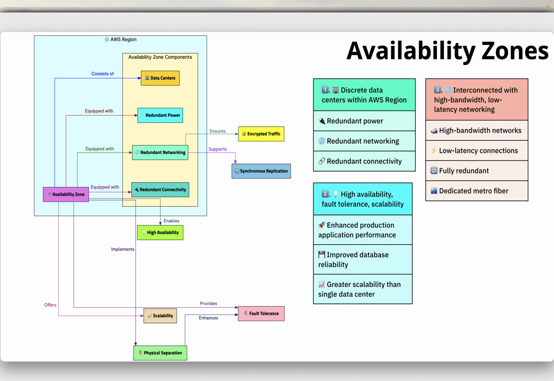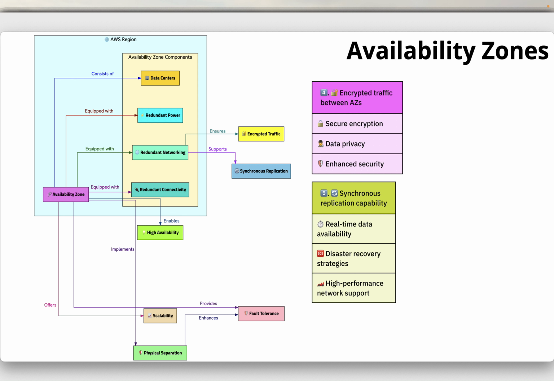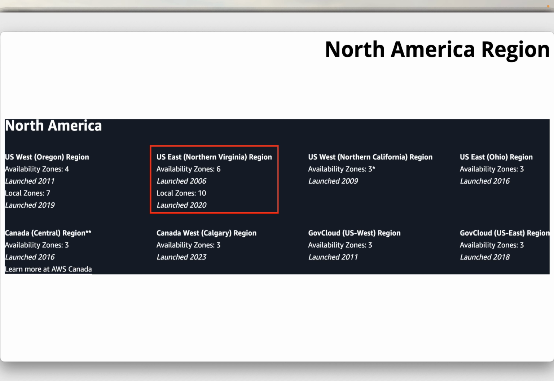AZs within a region are linked by high bandwidth, low latency networks with fully redundant dedicated metro fiber. All network traffic between AZs is securely encrypted, ensuring data privacy and security. The network's high performance supports synchronous data replication between AZs, facilitating real-time data availability and disaster recovery strategies. AZs are physically separated by a significant distance to provide isolation from local disasters like power outages and natural catastrophes, ensuring overall resilience.